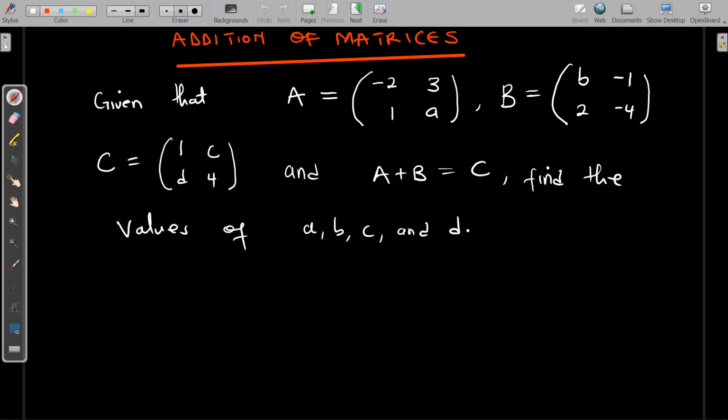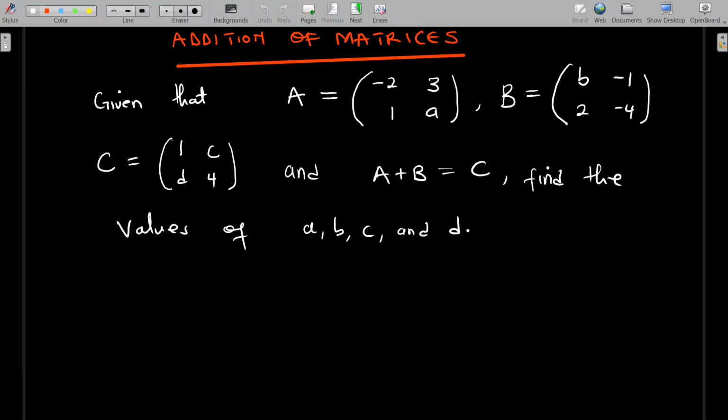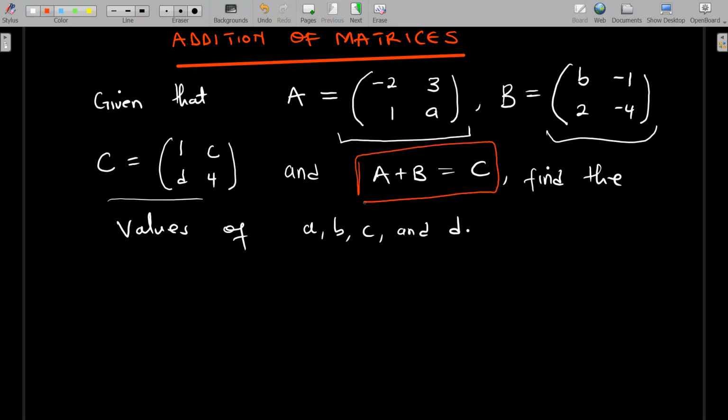So I want to talk about addition of matrices and subtraction as well. Given that a matrix A is given, B is also given, and then we have C here, and A plus B is equal to C. You're supposed to find the values of A, B, C, and D as well. One key note you should take is that you can only add matrices of the same dimension. What do I mean by that?